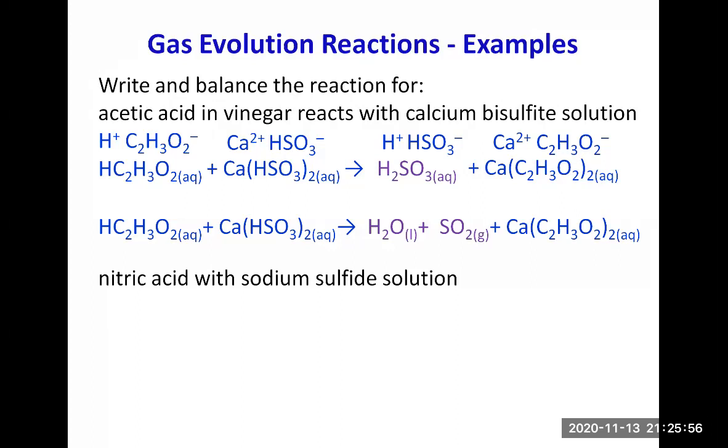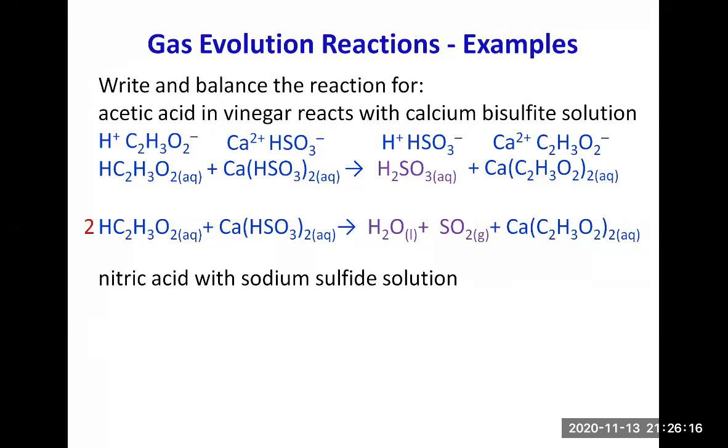So finally, you need to balance. We see that on the right side of the arrow, we have 2 acetate in the calcium acetate. So we need to make it 2 acetate on the left by having a coefficient of 2 in front of HC2H3O2, the acetic acid.